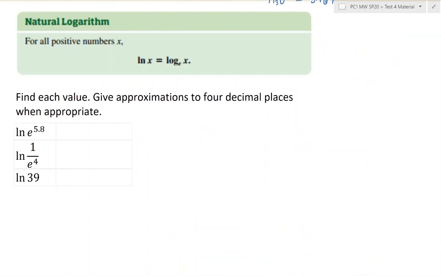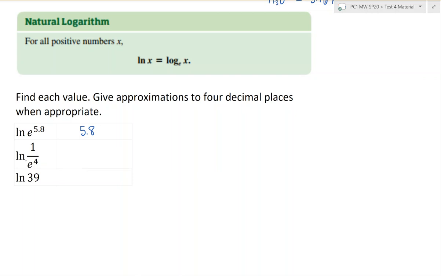Natural log, just a reminder for you: when we have log base e of x, the natural log is what we use. This means the same thing as log base e of x. It's just so commonly used that it gets its own notation, the natural log of x. To find these values, we can use our definition. Remember, this is base e, so the natural log of e to the 5.8. In other words, what exponent do I put on e to make it e to the 5.8? That's going to be 5.8.